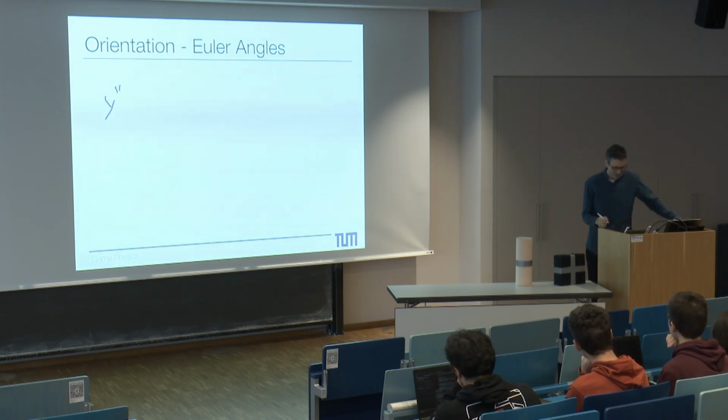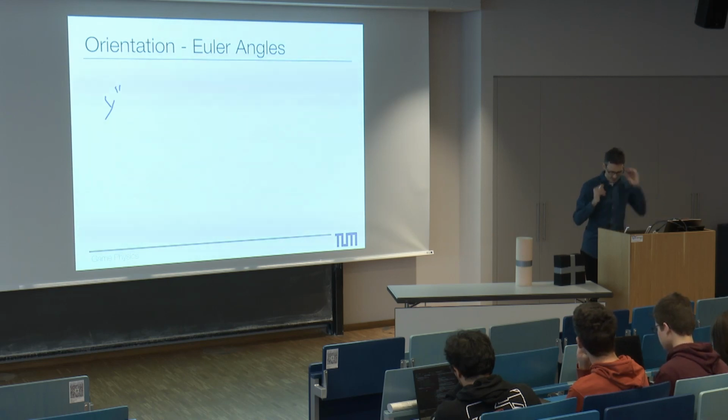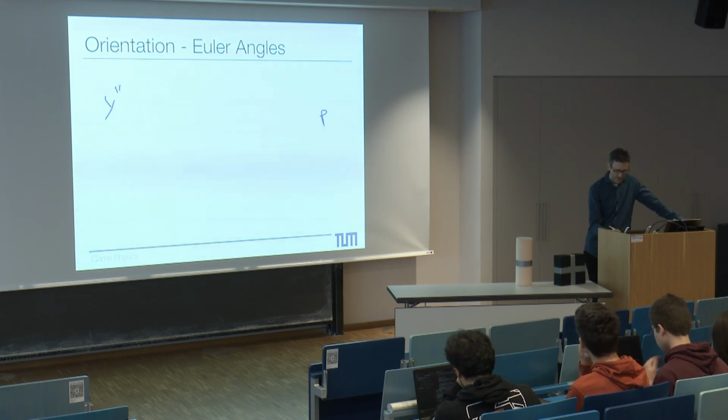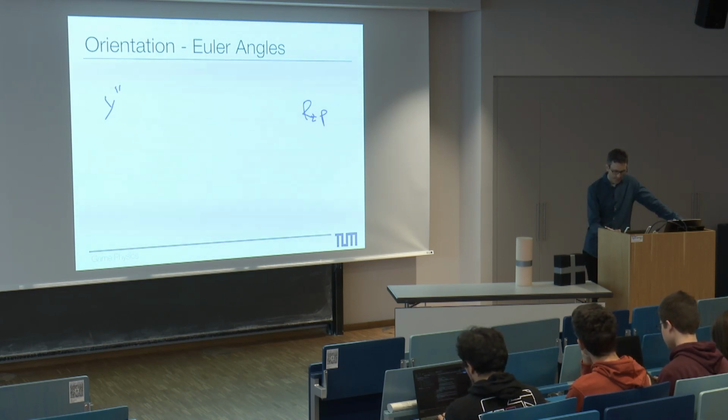So if we want to do something like this, remember, we always start on the right-hand side. We first undo the rotation by the current rotation that we have of our object by z.